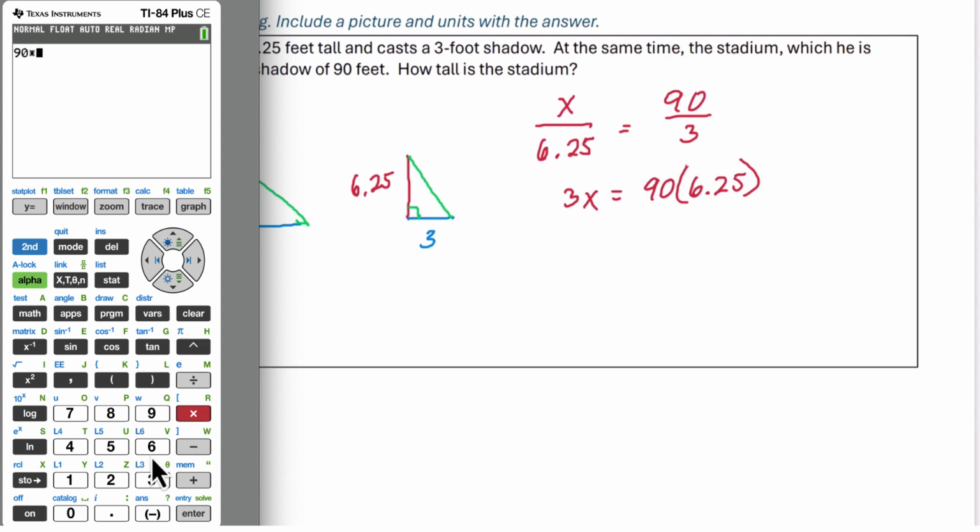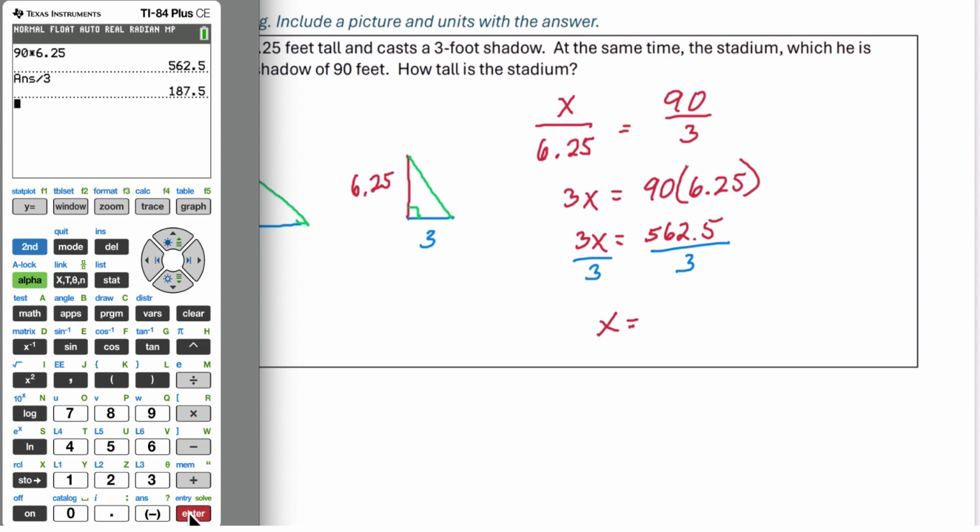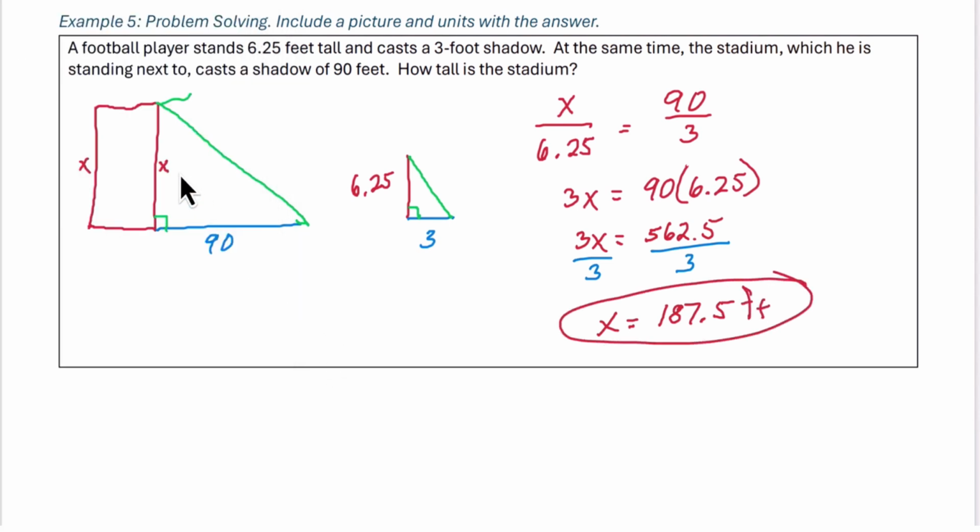90 times 6.25 is 562.5. So 3x equals 562.5. We then need to divide by 3 on both sides. This gives us x is 187.5. The units in this case are feet. So we now know how tall that stadium is: 187.5 feet.